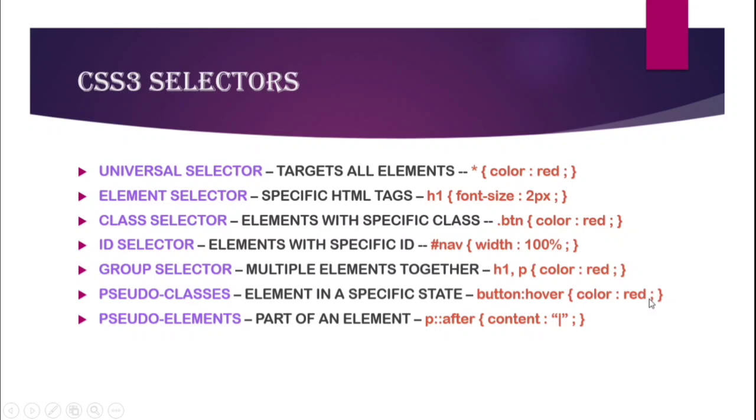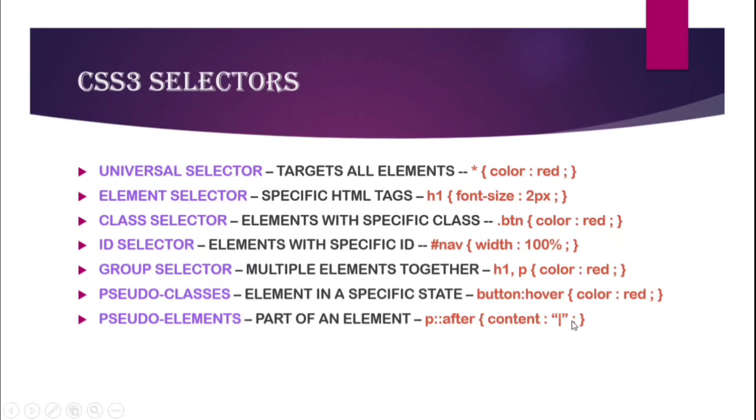Then we have pseudo elements, part of an element. So we want to change only a small part of an element, a small piece of data that you want to add. Then the before or after effect is nothing but the pseudo elements. Here you can see the p tag has the pseudo element of after. For that, content is nothing but the slice that we have added here.